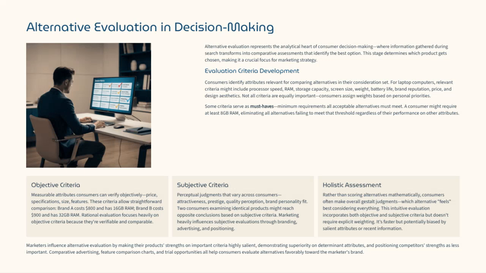Now, let's explore how marketers influence alternative evaluation. They do this by making their products' strengths on key criteria highly salient, meaning they highlight what makes their offerings stand out. They also demonstrate superiority on the most important or determinant attributes, and they position competitors' strengths as less important. Techniques like comparative advertising, feature comparison charts, and offering trial opportunities all help consumers evaluate alternatives more favorably toward the marketer's brand.